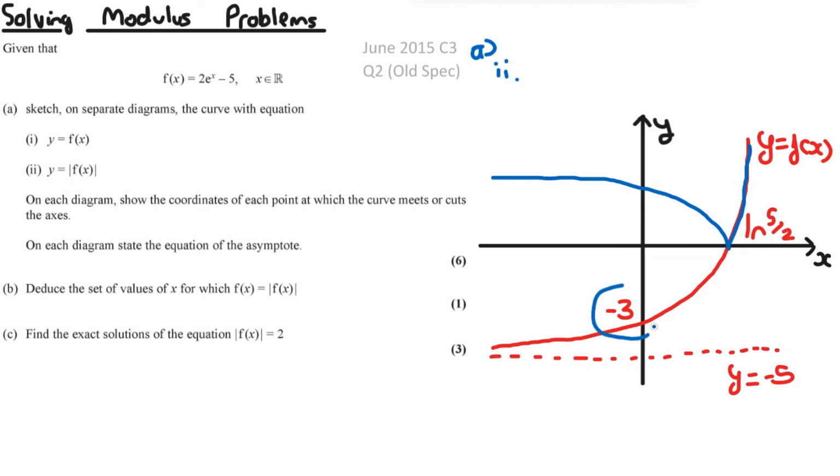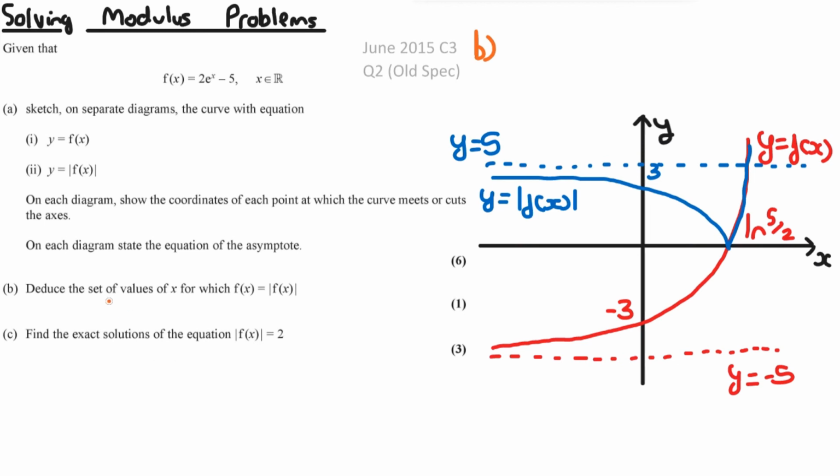where this was minus 3, but it's reflected in the x-axis, so up here it's just going to be 3, and there's going to be a new asymptote here, and this asymptote was at y is equal to minus 5, so as it's reflected in the x-axis, it's now going to be y is equal to 5 instead. So this is the graph y is equal to the modulus of f of x, where the root remains the same as it still crosses at this point. So that's the final answer.